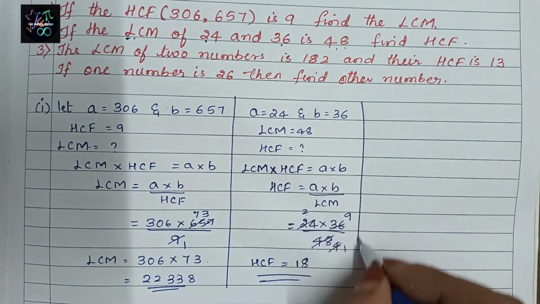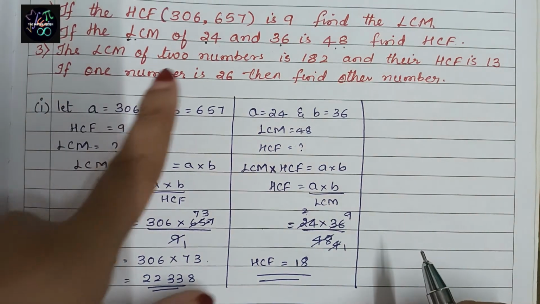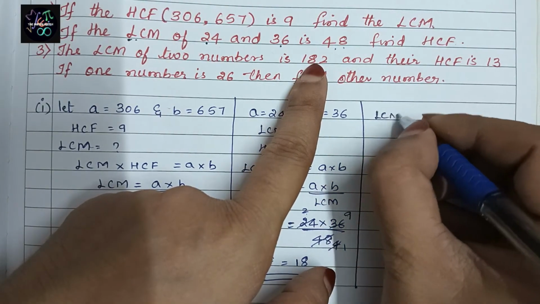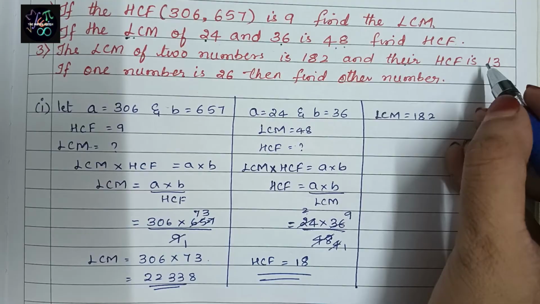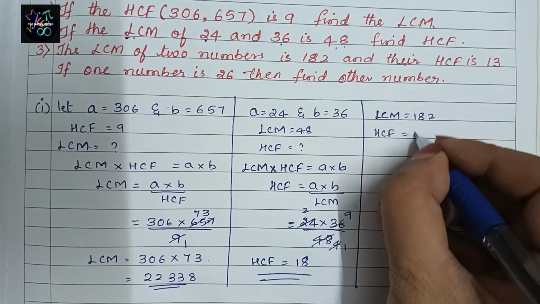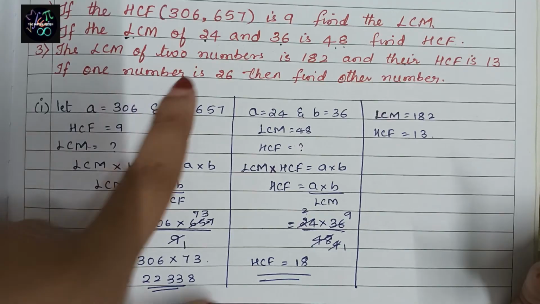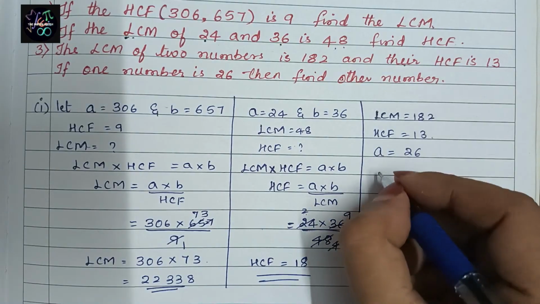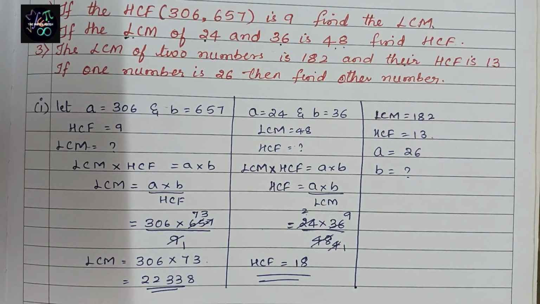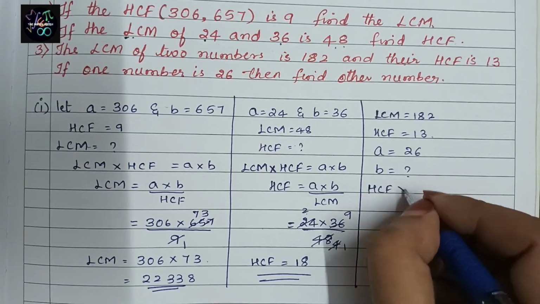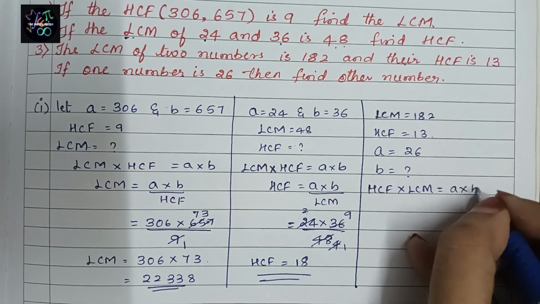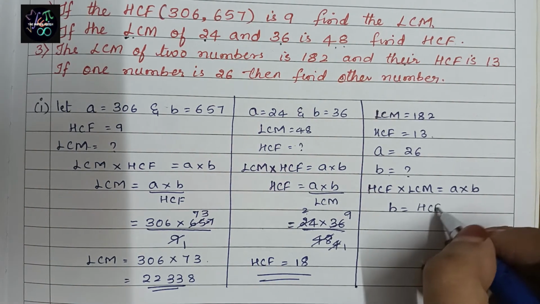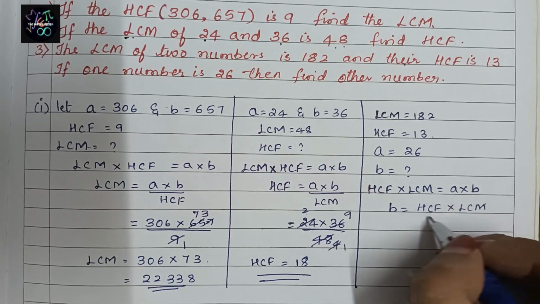Let us see the third question. If the LCM of two numbers is 182 and their HCF is 13, and if one number is 26, let us take that number as A. A is 26. Find the other number. We don't know B. In the same way, we know that HCF into LCM is equal to A into B. Now we don't know B, so B is equal to HCF into LCM upon A.